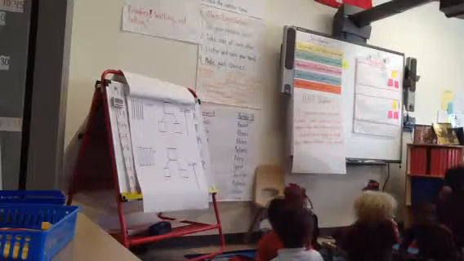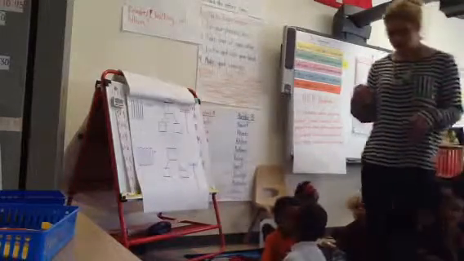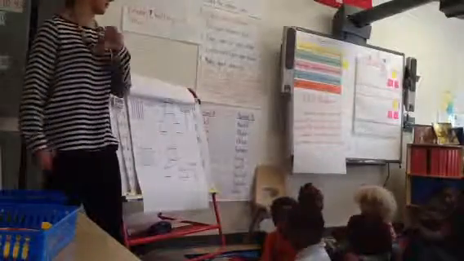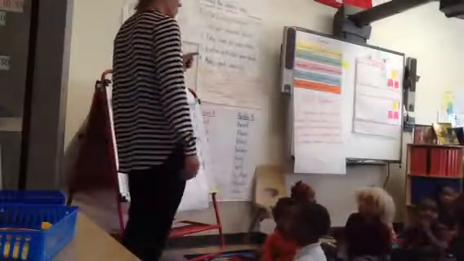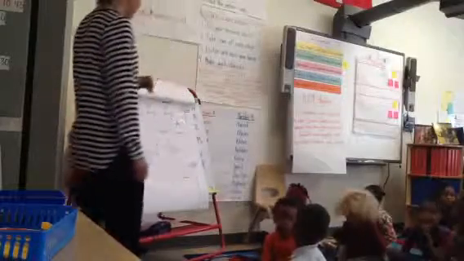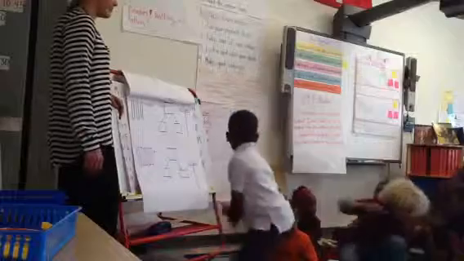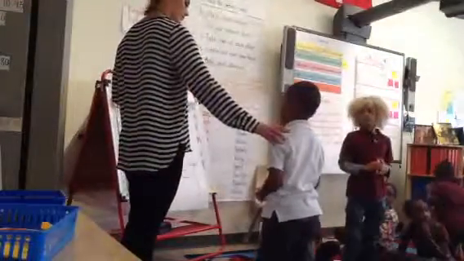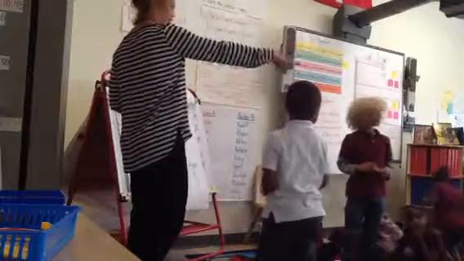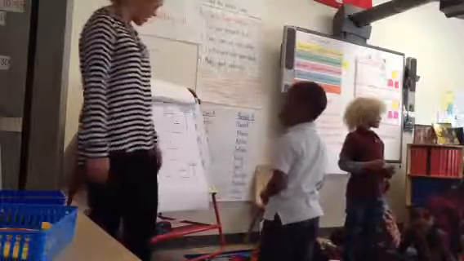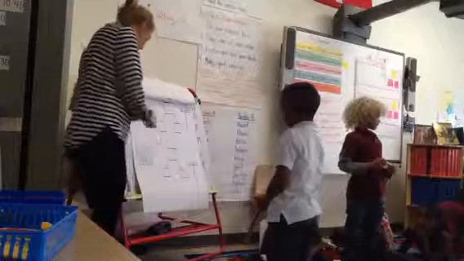Okay. So first things first. When we're counting our tens and ones, we always count our tens first. Okay? We're always going to count our tens first. So please stand up if you have a bundle. And we'll start with Malachi. 10, 20, 30. So we have 30.